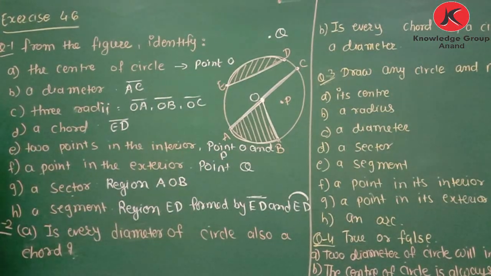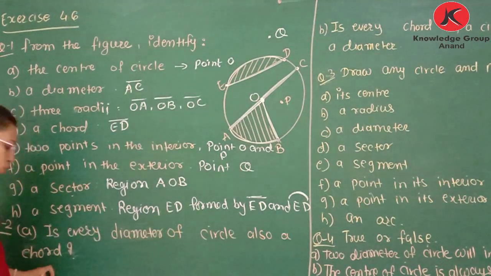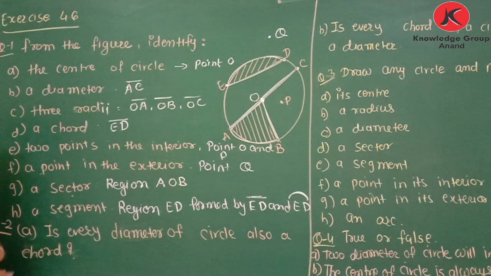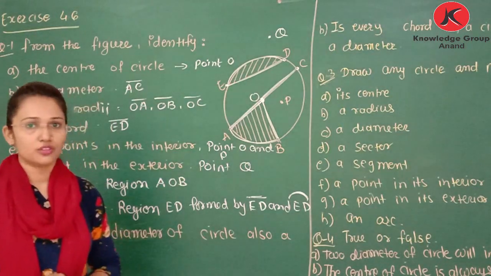Now question number 2 in that A: is every diameter of a circle also a chord? So what is the diameter? Diameter means it is the chord that passes through the center.